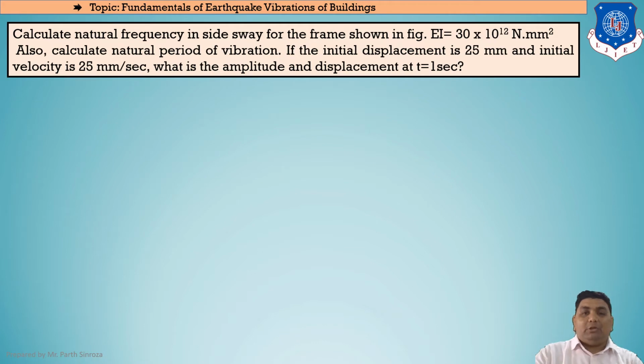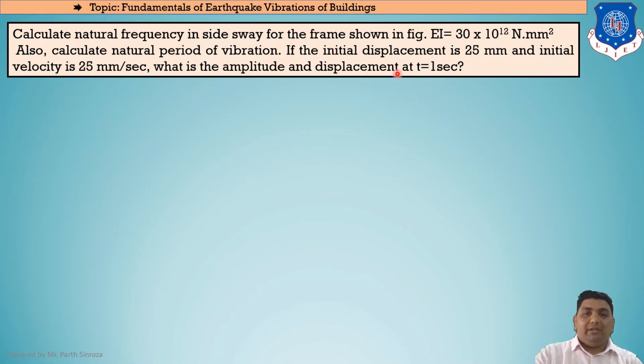In the second part of the question, it is asked: if the initial displacement is 25 mm and the initial velocity is 25 mm per second, what is the amplitude and displacement at t equal to 1 second? This second part of our question, we have not seen in the last session. This is something new.